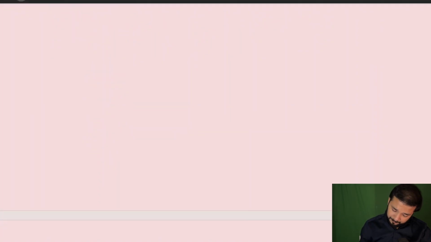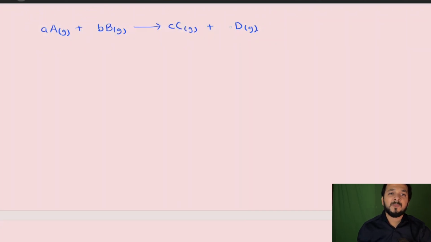Suppose we are having, let's take the previous example only, that A gas plus B gas is giving us C gas plus D gas. This is an unbalanced reaction, so we have to write some stoichiometric coefficients. So a, b, c and d are stoichiometric coefficients, and some Q joule of heat is released. Now in this case heat is released, it means it is an exothermic reaction.